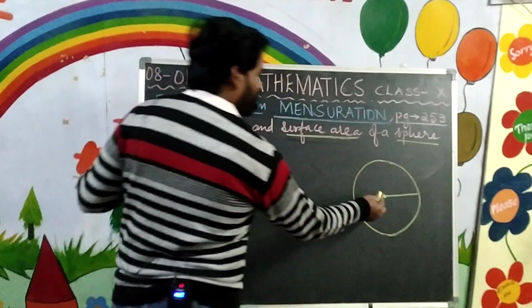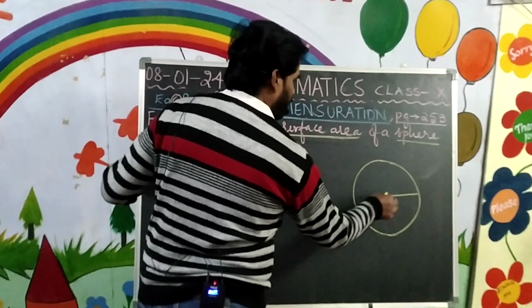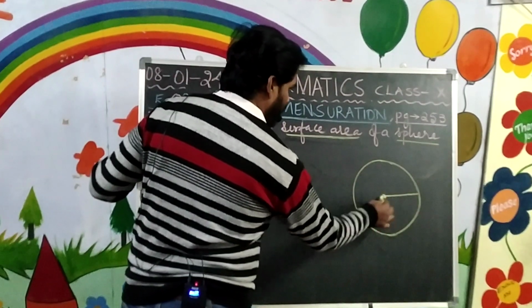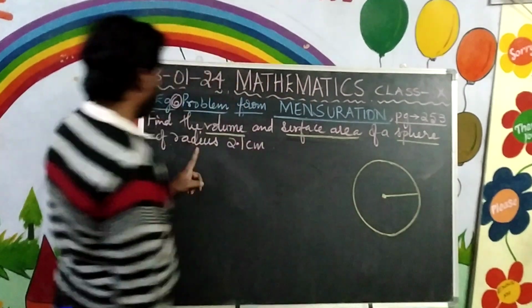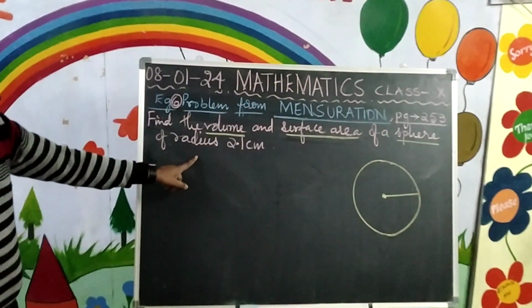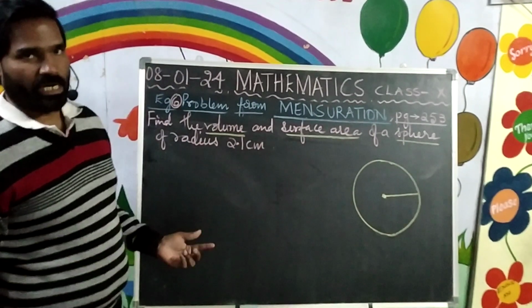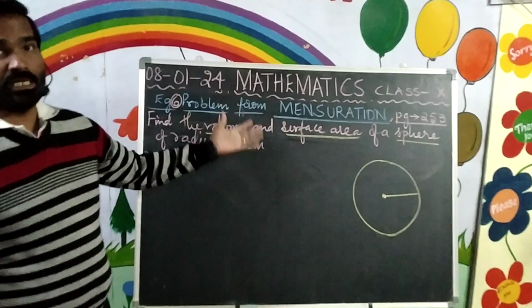From this one single point at the center to any point on the circle, when you draw a line, that line which joins the center of the circle to any point on the circle is said to be the radius. And the size of the circle depends on the measurement of the radius. Smaller the radius, smaller the circle. Bigger the radius, bigger the circle.